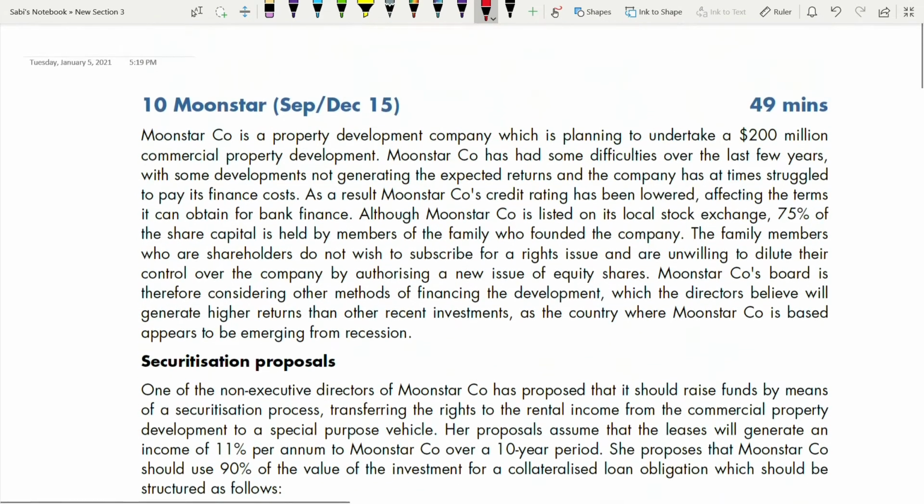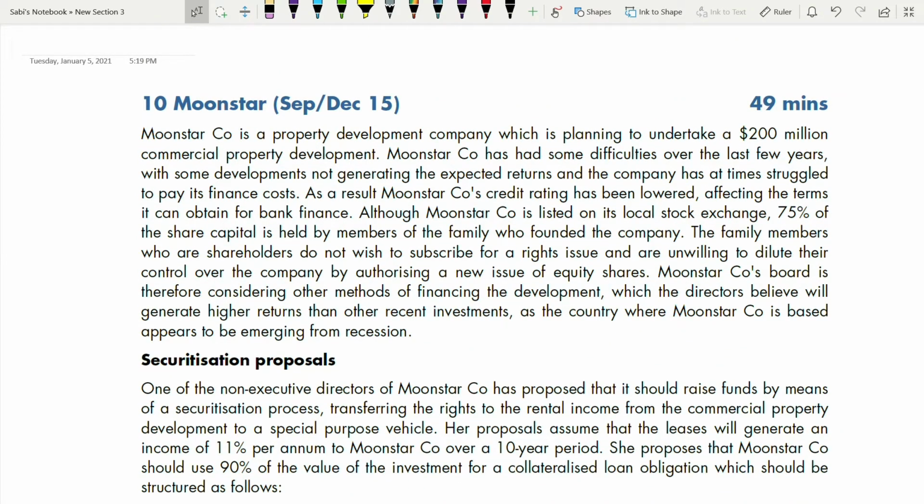Go through the case study Moonstar. So Moonstar company is a property development company which is planning to undertake a 200 million commercial property development. Moonstar has had some difficulties over the last few years with some developments not generating the expected returns, and the company has at times struggled to pay its finance cost. As a result, Moonstar's credit rating has been lowered, affecting the terms it can obtain from bank finance.